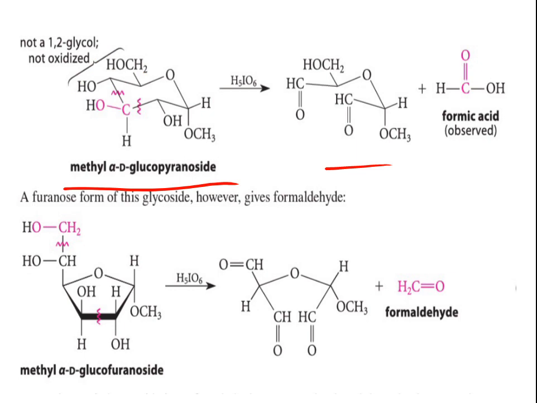Sorry, not cis actually. This OH and this OH are not on adjacent carbons. They are separated by another CH2. So this is not a 1,2 glycol. That's why it is not oxidized. And this is in the case of methyl alpha-D-fructofuranoside. This and this will be broken.